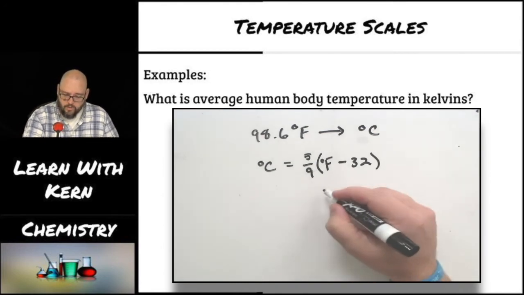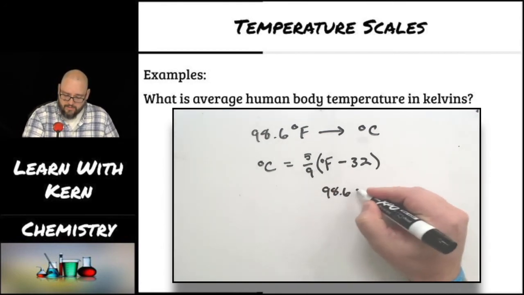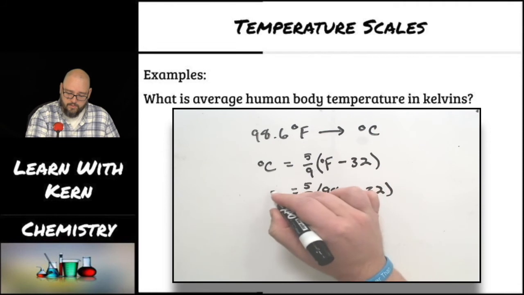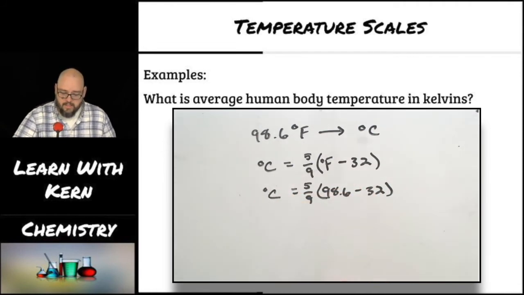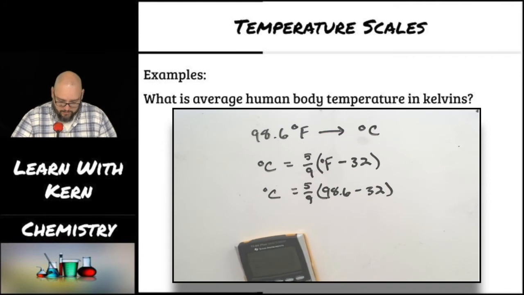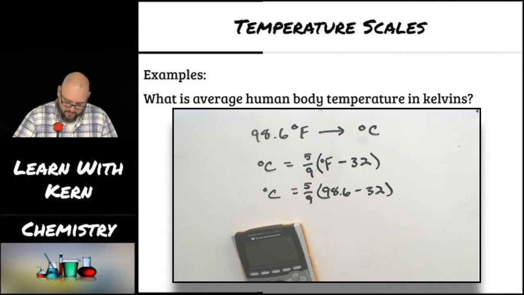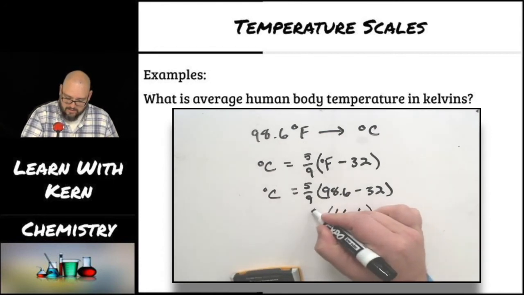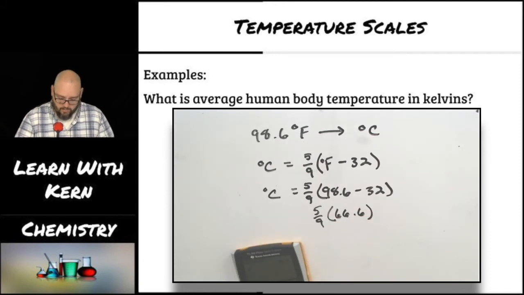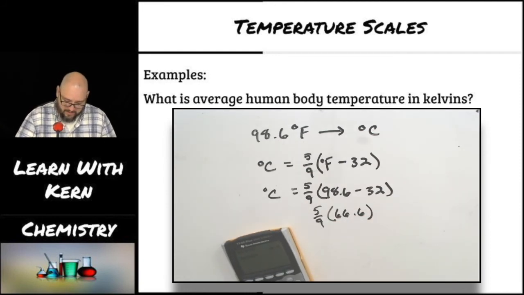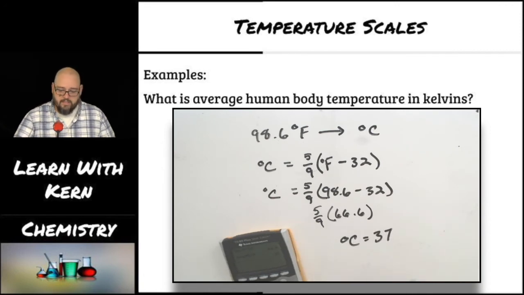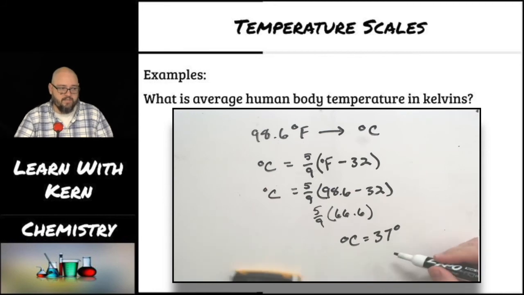Okay, so I'm going to take 98.6 minus 32, times 5/9, is equal to my Celsius temperature. So in our calculator, we do 98.6 minus 32, and that's 66.6, and then that's times the 5/9. So I'm going to multiply that by 5 and divide by 9, and that gives me 37. So that's 37 degrees is my Celsius temperature.